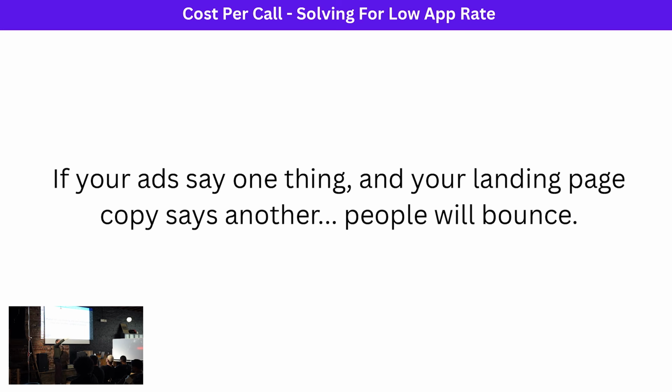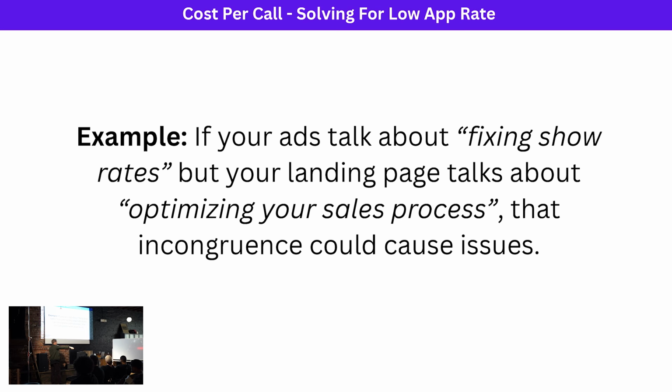So if your ads say one thing and your landing page says another, people are gonna bounce. For example, if your ads talk about fixing show rates and your landing page talks about optimizing sales process, that incongruency could cause issues. So I put this in the chat yesterday, but if we had a campaign that was basically talking about fixing show rates, for example, then make the lander to that actual campaign congruent to that angle. We were talking about that with yours, Jeet, right? If it's talking about fixing close rates, then make a congruent funnel talking about fixing close rates.